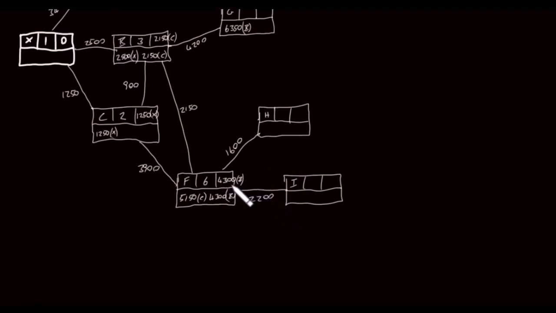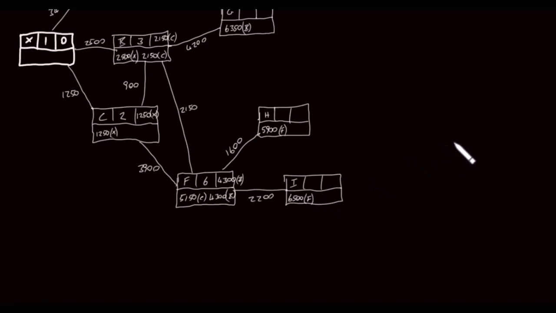Okay, so let's add these then. So you add 4,300 to 1,600, and that gives 5,900, which is come from F. And we have 4,300 plus 2,200, so that's 6,500, and that's also come from F. Okay, so that's done now.